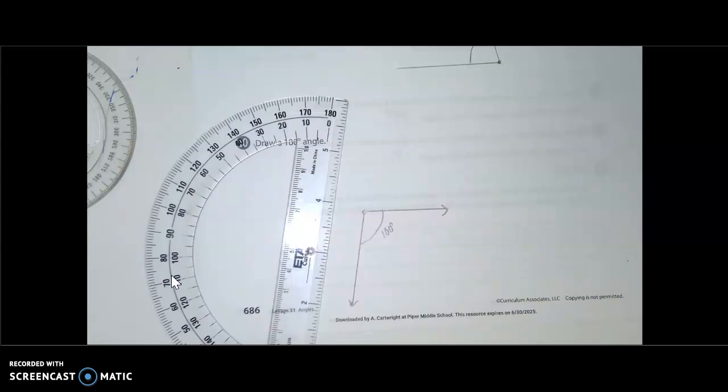And that's how we draw our angle. I know that this is correct because I know that this is an obtuse angle. Barely obtuse, but still obtuse. It's greater than 90 degrees. And that's how we draw angles.